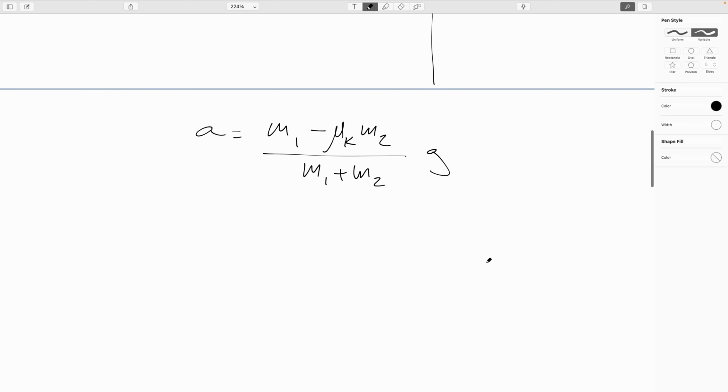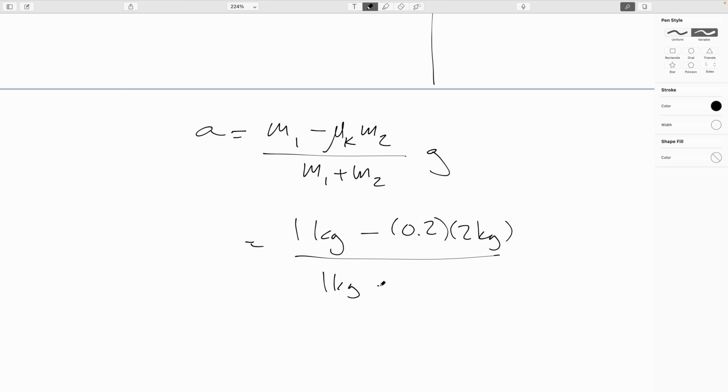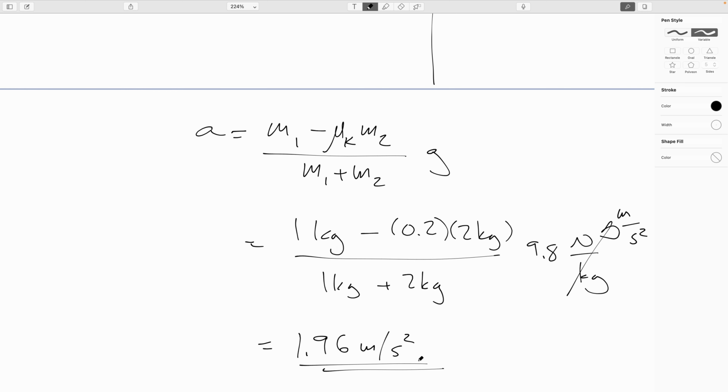All right, well, in any event, we can go ahead and stick in our numbers. So we end up getting 1 kilogram minus, our mu k is 0.2 times 2 kilograms over 1 kilogram plus 2 kilograms times 9.8 newtons per kilogram. And I'm just going to immediately transform that to meters per second squared since I'm expecting to get an acceleration out. Punch this through your calculator, you get 1.96 meters per second squared.